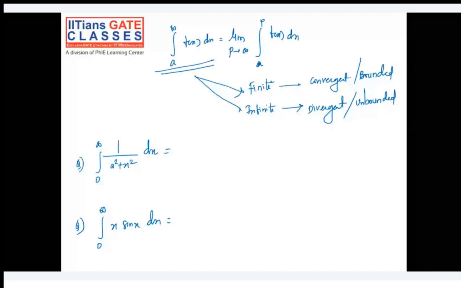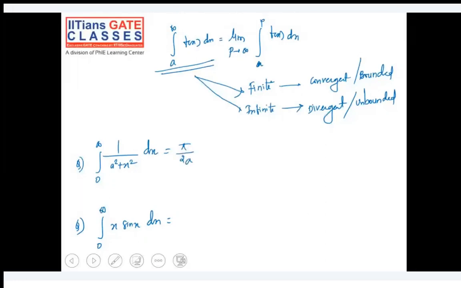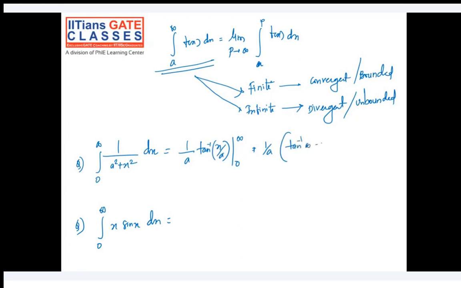Okay, because integration of 0 to infinity 1 upon a square plus x square is 1 upon a tan inverse of x by a, with limits 0 to infinity. So 1 by a outside, tan inverse of infinity minus tan inverse of 0. So 1 upon a, tan inverse of infinity is pi by 2, minus tan inverse of 0 is 0. So pi by 2a is the answer.